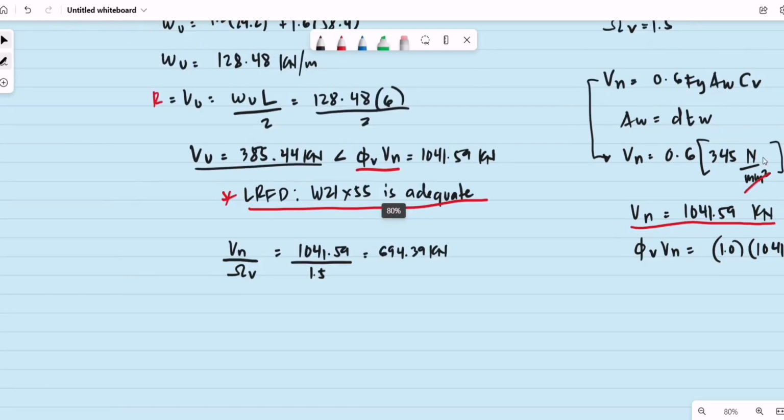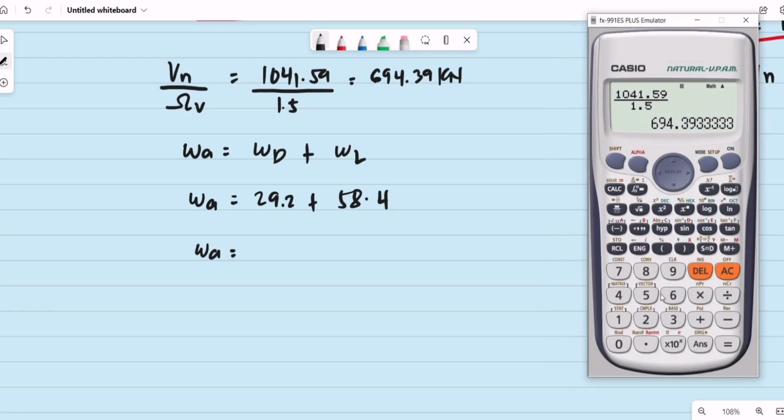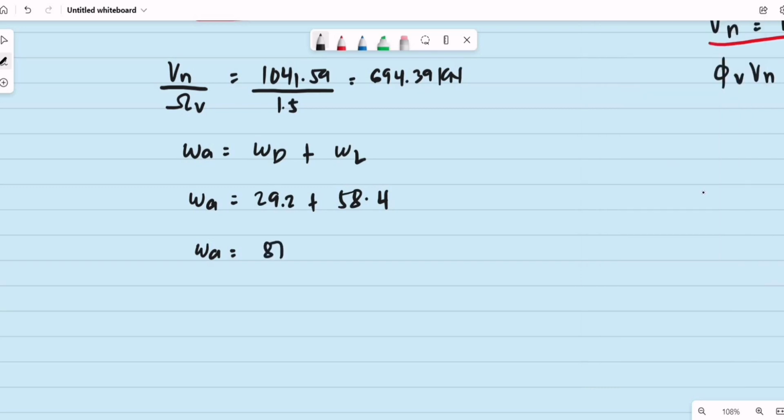Okay. So let's get the allowable shear from our loads. From the allowable uniform load, we have the dead load plus the uniform live load. So the allowable uniform load, omega sub A or W sub A, is equal to 29.2 kilonewtons per meter plus 58.4, so this is 87.6 kilonewtons per meter.